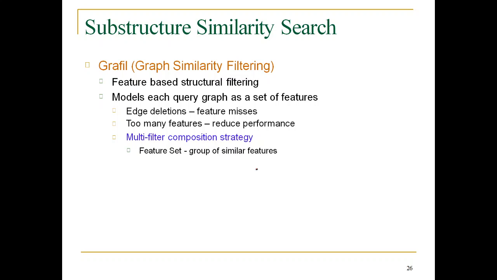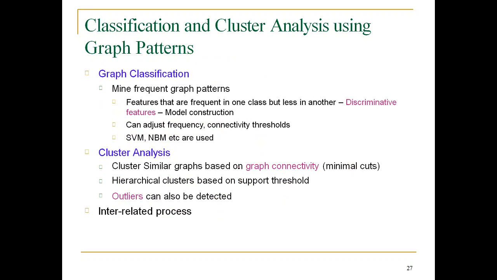We can also have GraphFill, that is graph similarity filtering. So we are using the similarity between the two graphs. We are going to remove edges through edge deletion, then the feature misses. If there are too many features or too many similarities, then we reduce the performance cost by filtering the similarities, and then we take those particular graphs.